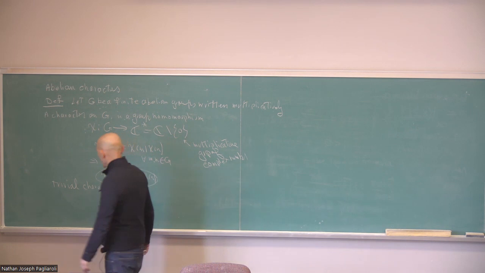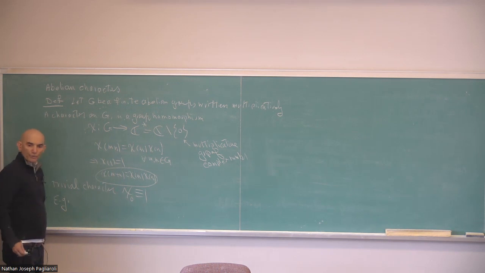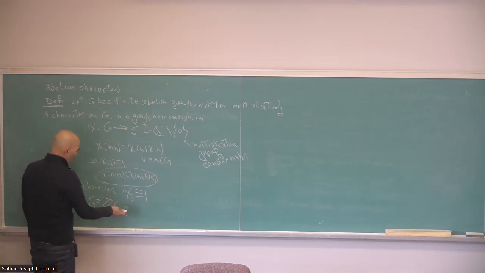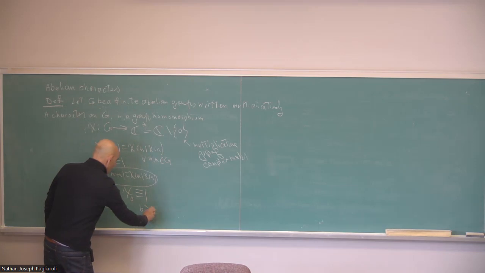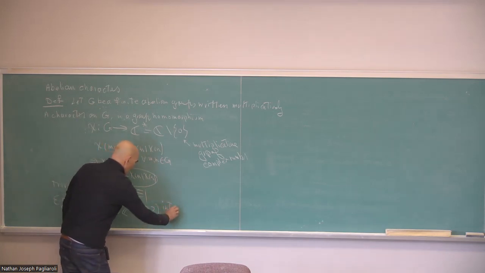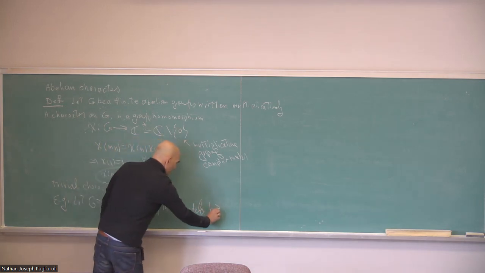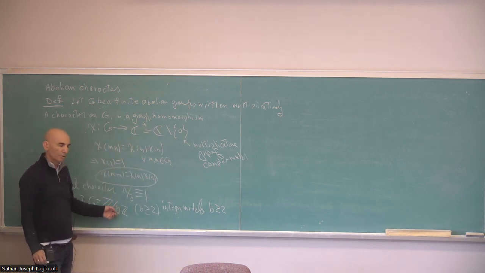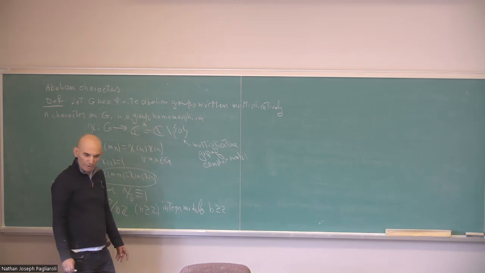Okay, now let's look at some examples. The integers modulo n. Maybe I'll just use b, Z over bZ, with b bigger than or equal to 2, the integers modulo b. So this is basically the cyclic group of order b, the additive cyclic group of order b. So let's look at the characters of this.